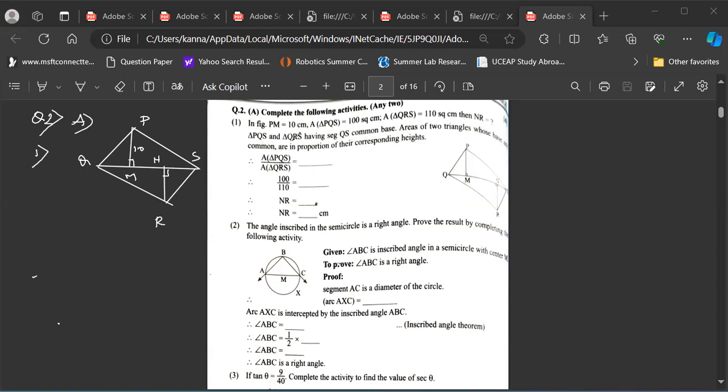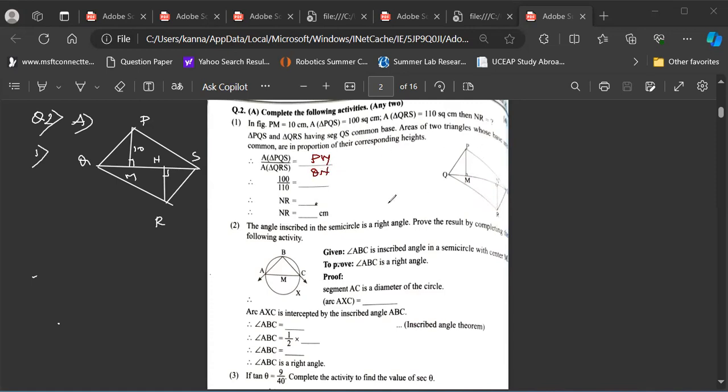Now they want us to complete the following activities. They are writing here: triangle PQS and triangle QRS have segment QS as common base. Areas of the two triangles whose base is common are in proportion to the corresponding heights. So area of triangle PQS upon area of triangle QRS will be equal to PM upon QN. Okay, PM upon QN, I'm filling it up here.